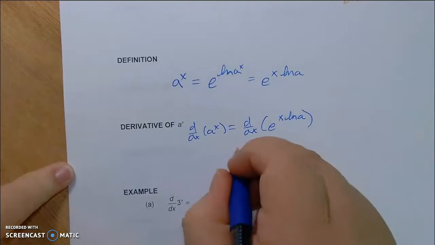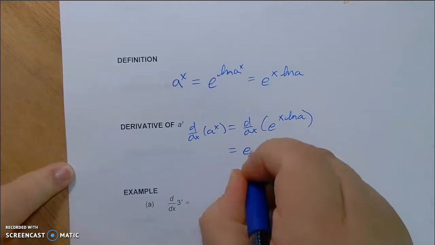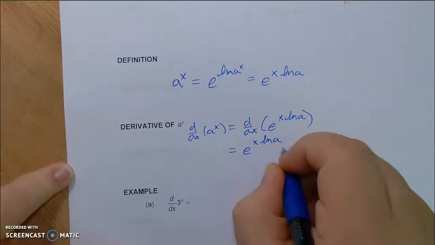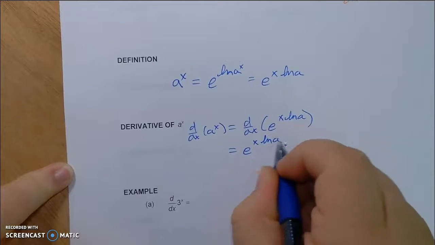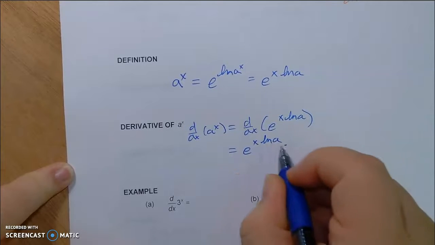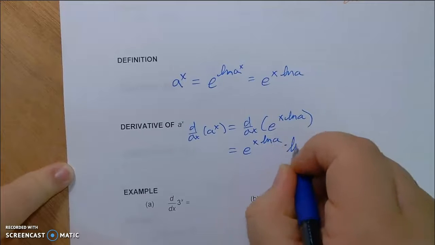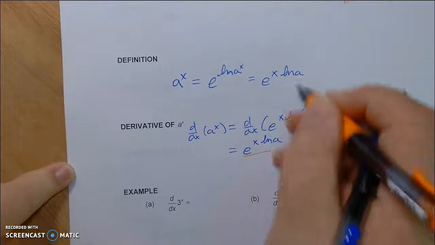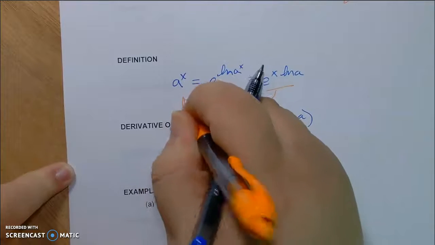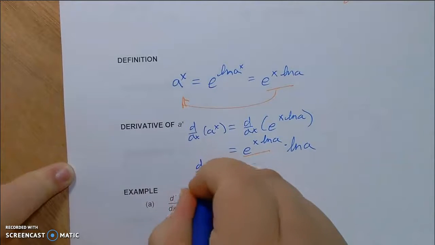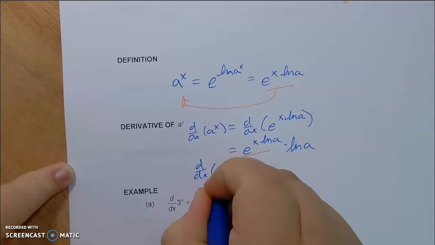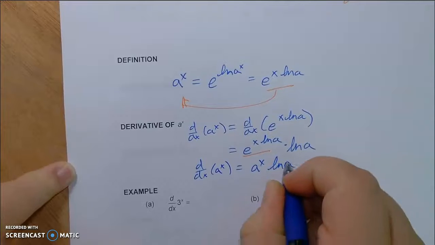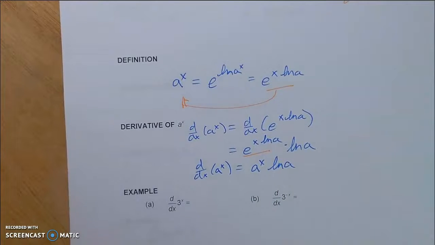Well, we know the derivative of e to something: we rewrite the whole thing, e to the x natural log of a, times the derivative of this. Natural log of a is just a constant times x. Well, the derivative of a constant times x is the constant, natural log of a. Well, what is this? We look back up here, that is a to the x. So the derivative of a to the x is a to the x with an extra multiplier of natural log of a. So it works just like e to the x.